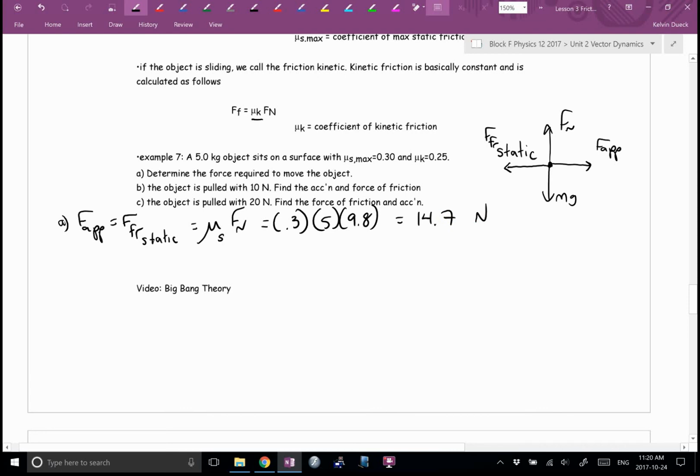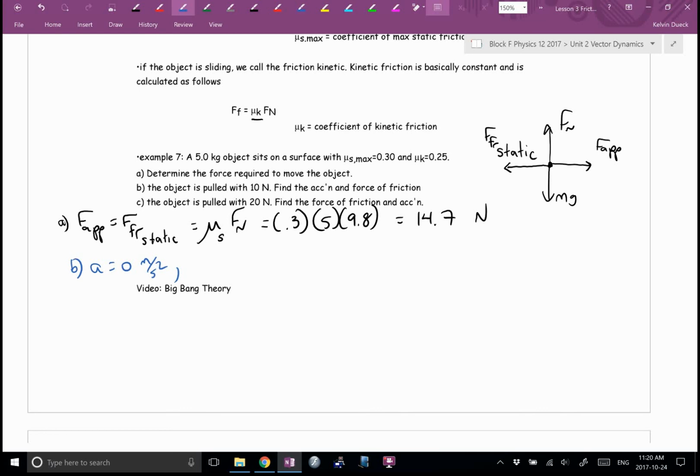What if you pull with 14.6 newtons? What will happen? Nothing. What if you pull with 5 newtons? What will happen? Nothing. Or, part B: what if we pull with 10 newtons? What's the acceleration if we pull with 10 newtons? And then it says find the force of friction. What's the force of friction if I pull with 10 newtons? Why can't it be 14.7?